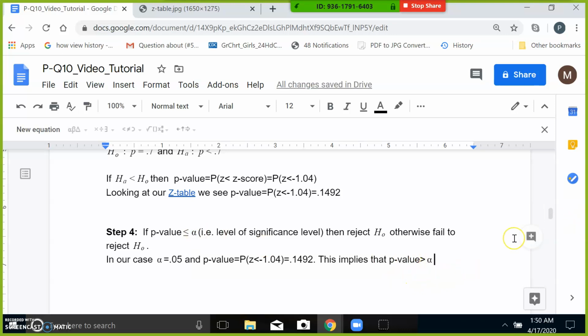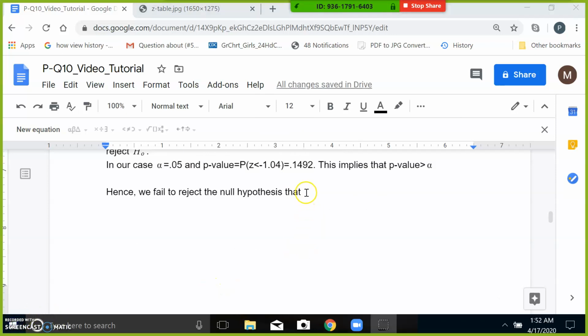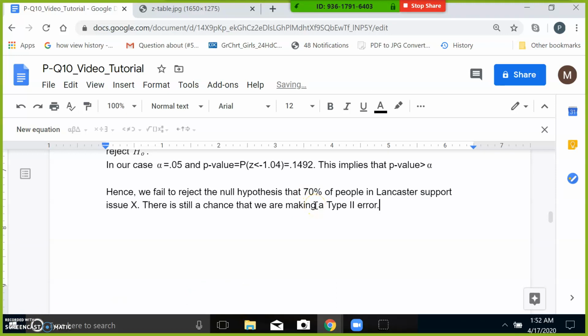Okay, so when we have that situation, hence we fail to reject the null hypothesis that 70% of people in Lancaster support issue X. There's still a chance that we are making a type 2 error.